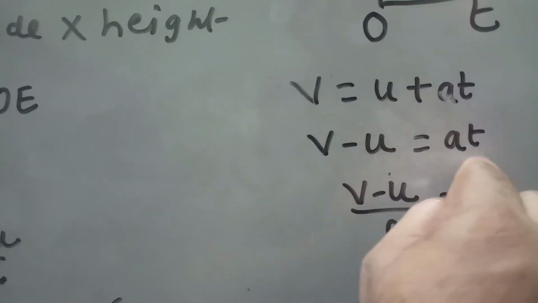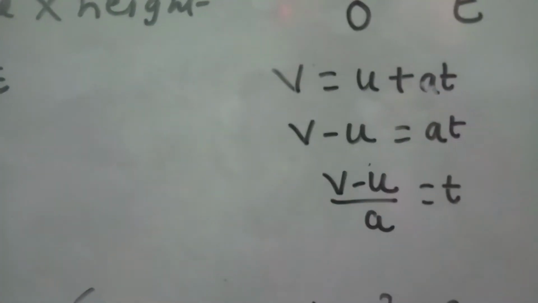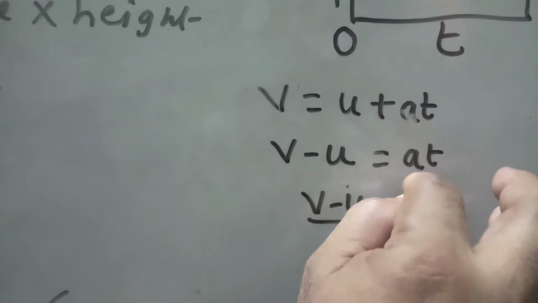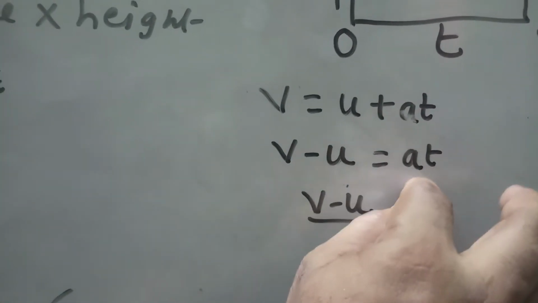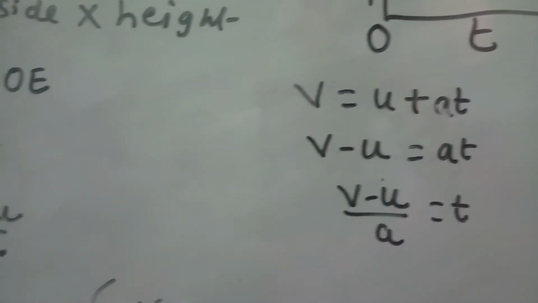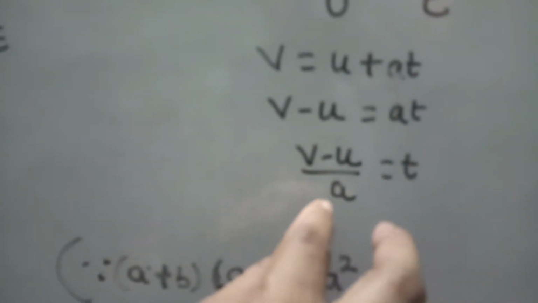A and T are in multiplication. As I told you, we have to replace the T, so we have to keep T there only and move the A. As it is in multiplication, when you take it to the left hand side, it will become division. So what is the T now? It's V minus U upon A.